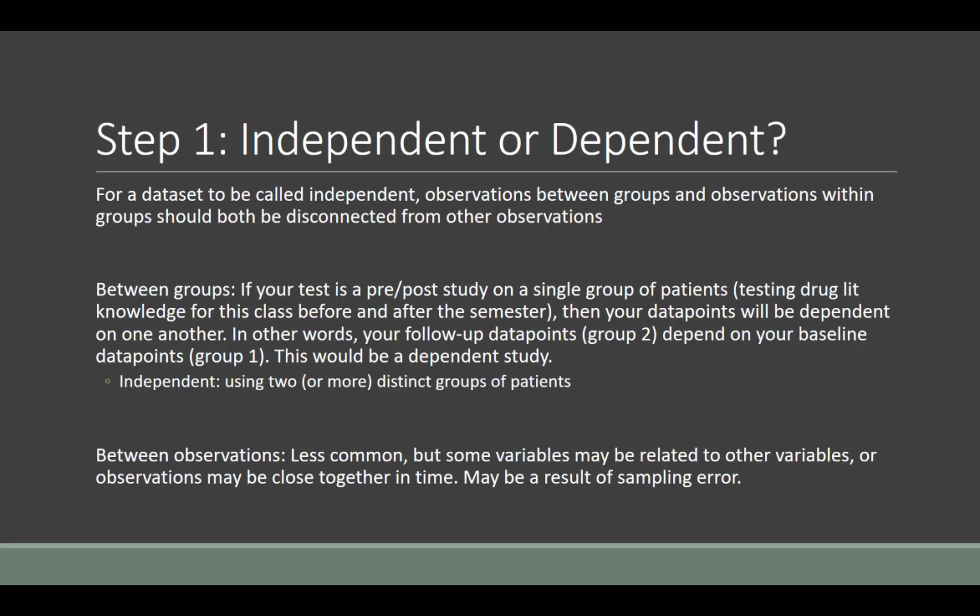If you want an independent study, you need to use 2 or more distinct groups of patients to make sure that the observations are not related in any way. There's also something called between observations independence or dependence. We're not going to assess this, so don't worry about this, but in general they're less common, but some variables in a single group may be related to or impacted by other variables. This sometimes happens when observations are too close together in time. It could also be a result of sampling error, but for our purposes, think of independence and dependence based on whether the variables come from a single group of patients or multiple groups of patients.